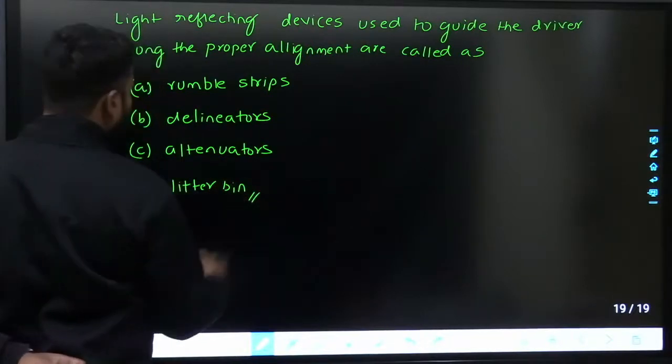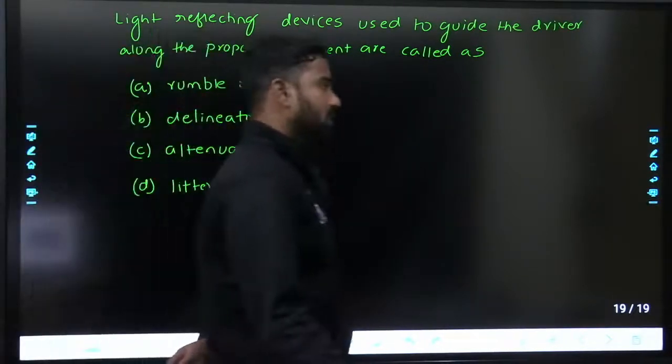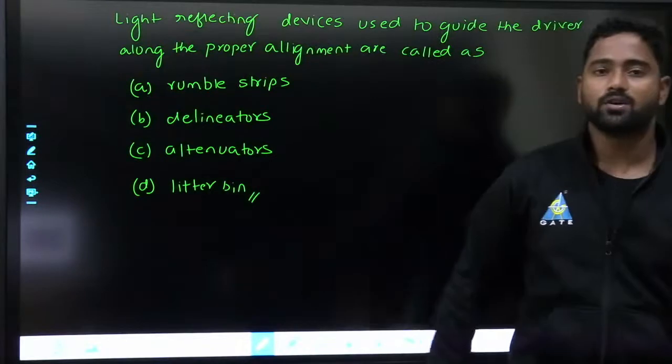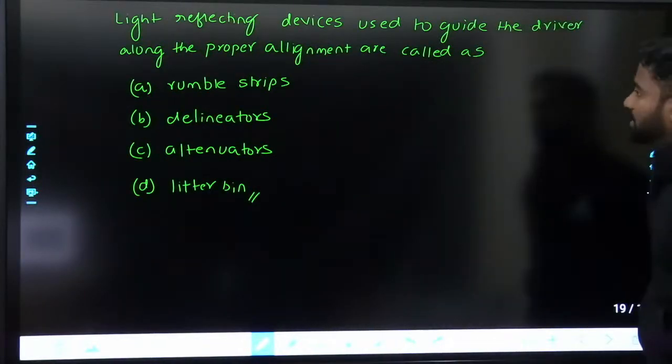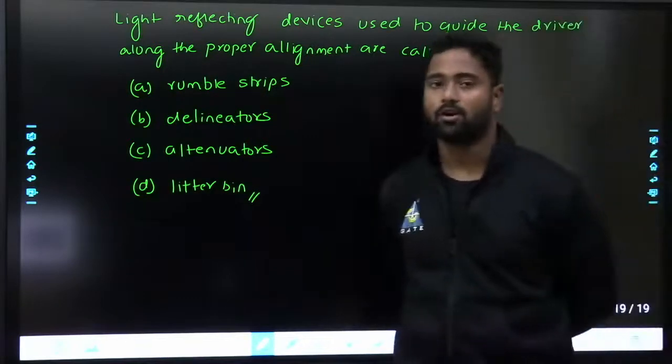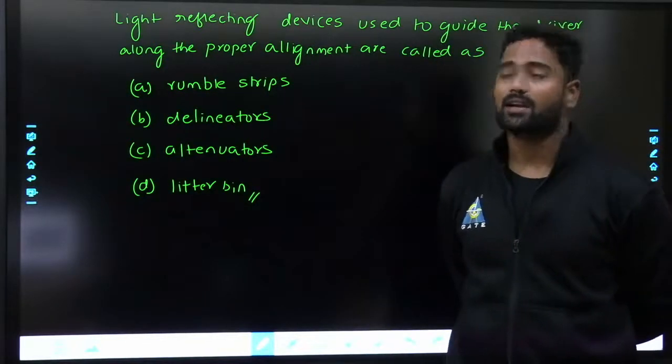When they ask these type of questions, which I have not discussed, this concept was not discussed in the class. He is asking light reflecting devices used to guide the driver along the proper alignment are called as. So what are the light reflecting devices?